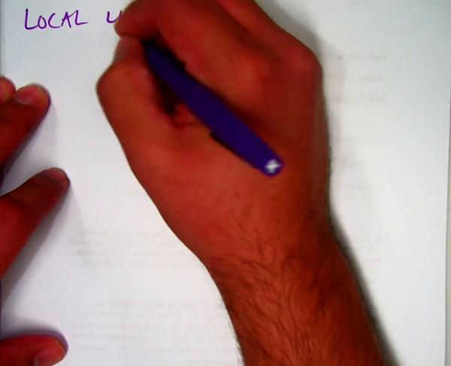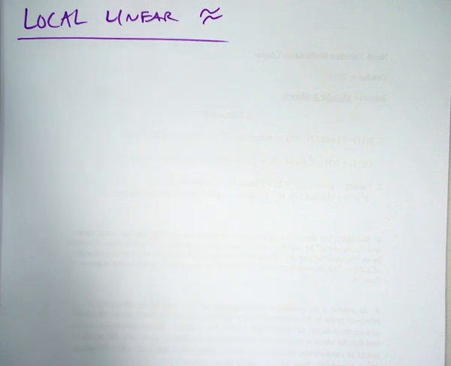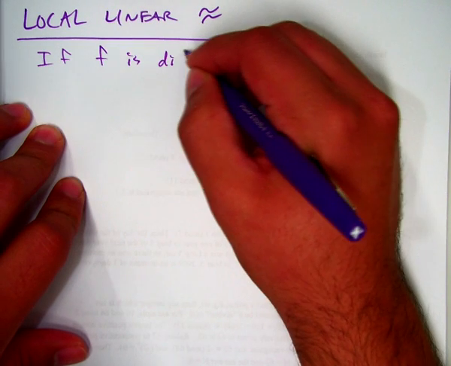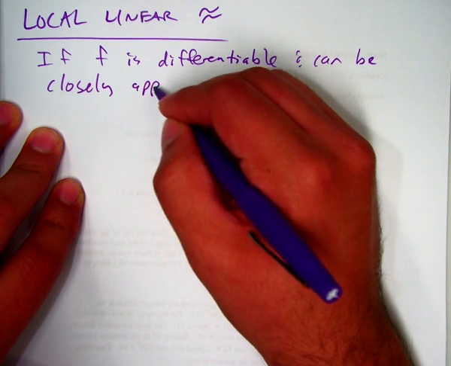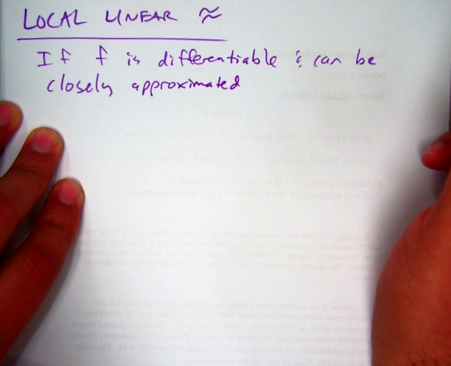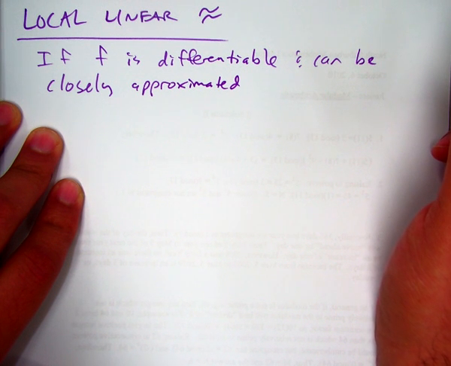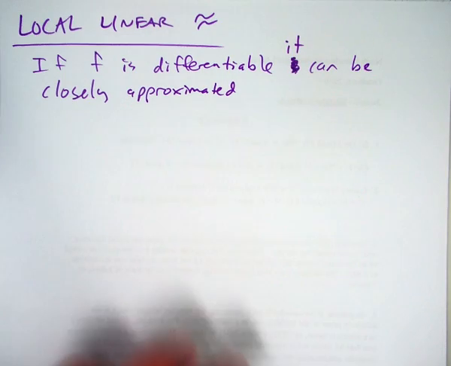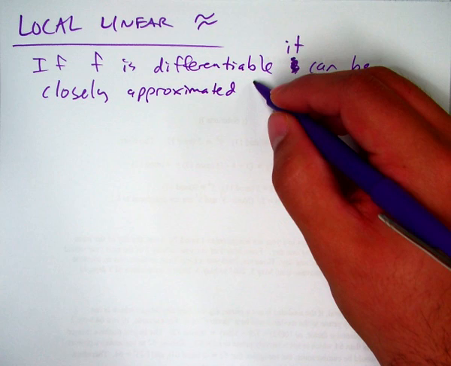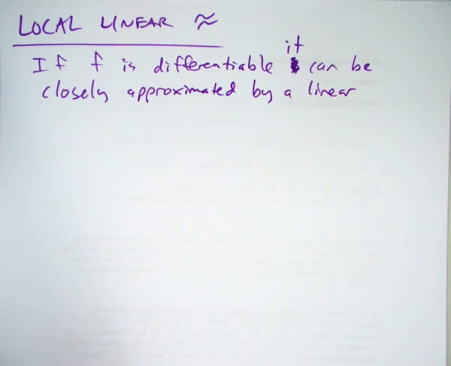Okay, local linear approximation. If f is differentiable, it can be closely approximated by a linear function near that point.